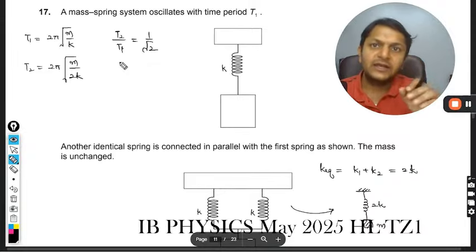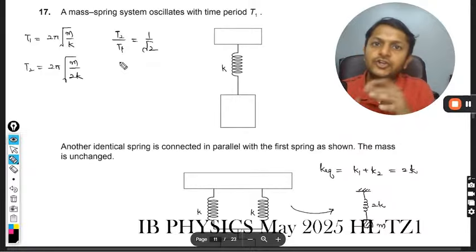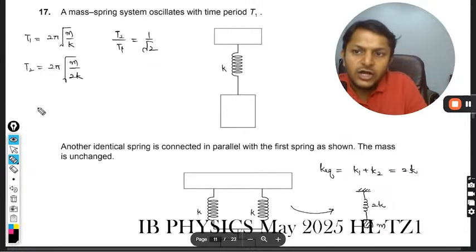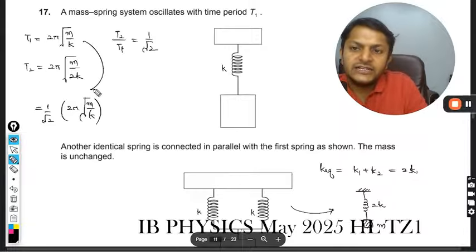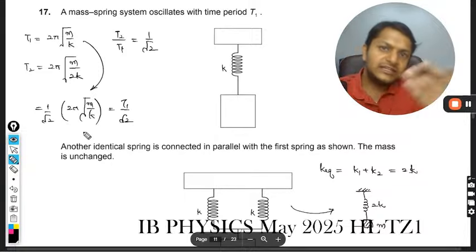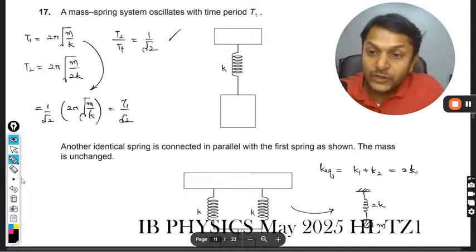I am skipping the arithmetic part here. You can just do it, or we can even write it like that, 2 pi root of m by k. You can do it in this way. T1 will be substituted here. It will be T1 divided by root 2. So T2 by T1 is 1 by root 2. So this will be our answer.